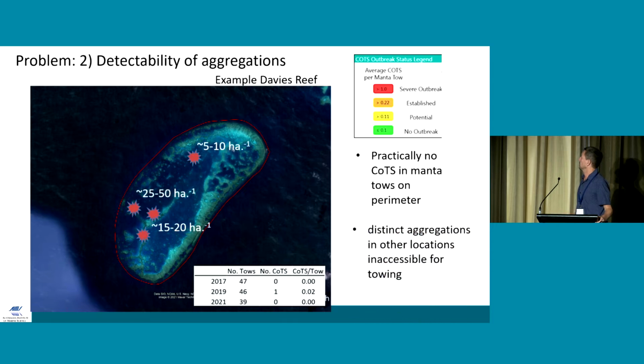However, if you're looking closely, we did fine scale surveys on the reef, and you find really big aggregations on areas which just can't be towed. So we're finding areas here near the weather station, for example, in the thickets of the corals where we have 15 to 20 COTS per hectare, so far above those threshold levels David mentioned before. And we've got those data for a few reefs now.